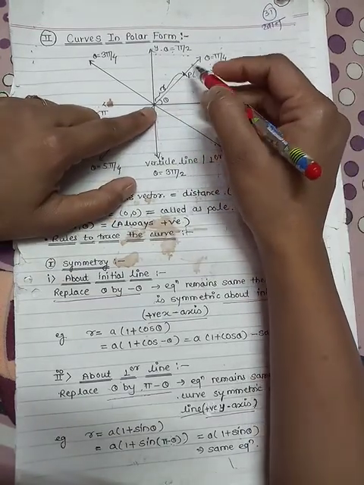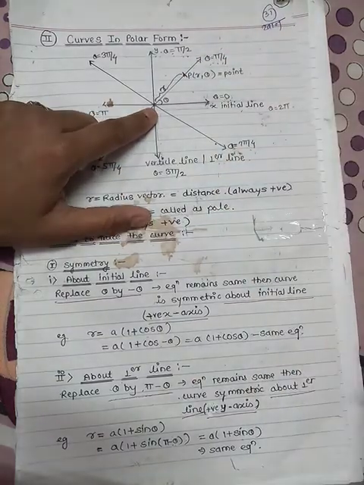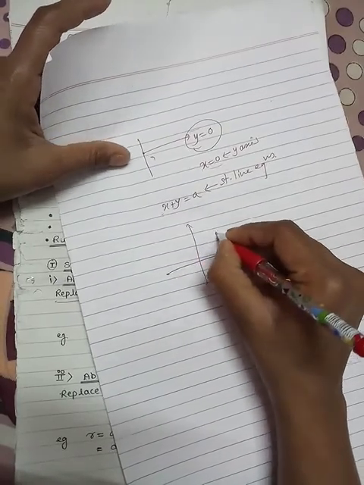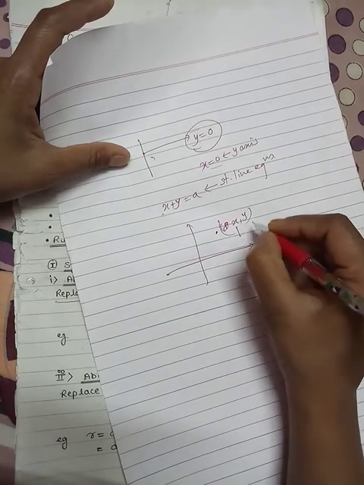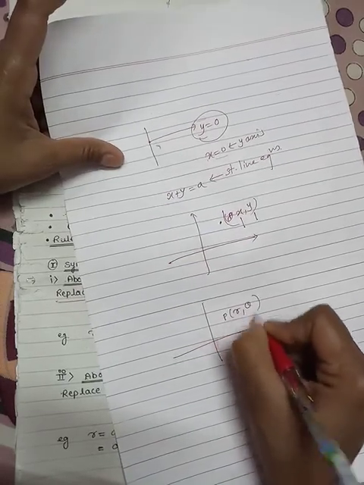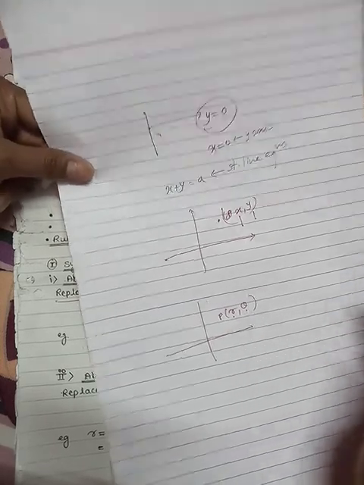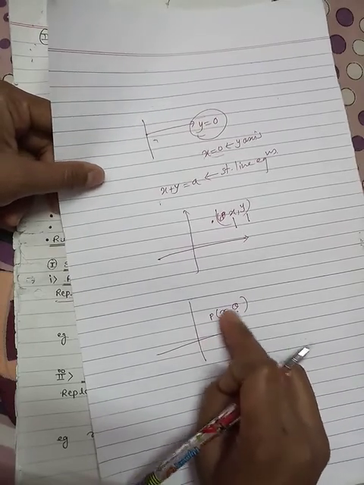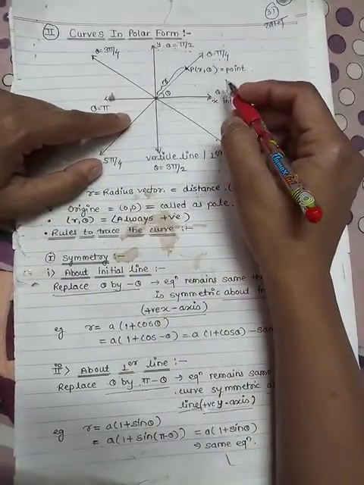When we trace the curve in polar form, we have to plot the points. In Cartesian form, that is in the xy axis, the point is in the form of x, y. That is, the first coordinate is x, the second coordinate is y. But in polar form, the point is r, theta. That is, the first coordinate will be r, the radius vector, and the second coordinate will be the angle, that is theta. So plotting the points in polar form means we have to take the r value and the theta angle value. Then we can plot the point in polar form.